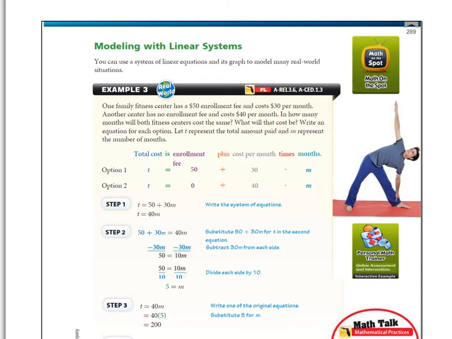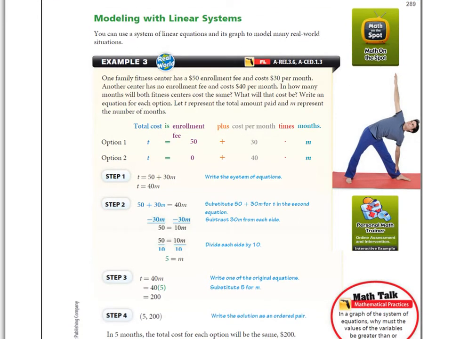So our first one, which they've worked out for us, is we have a family fitness center that has a $50 enrollment fee and costs $30 per month. So that's the enrollment fee plus the monthly fee, and we don't know how many months, so it's 30M. A different center does not charge you an enrollment fee, so that's the 0. It charges you $40 per month, so plus 40M. Now obviously we don't need the 0, so we can just write it as 40M.